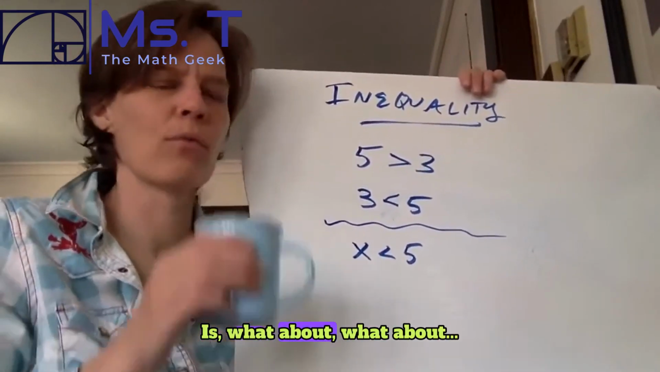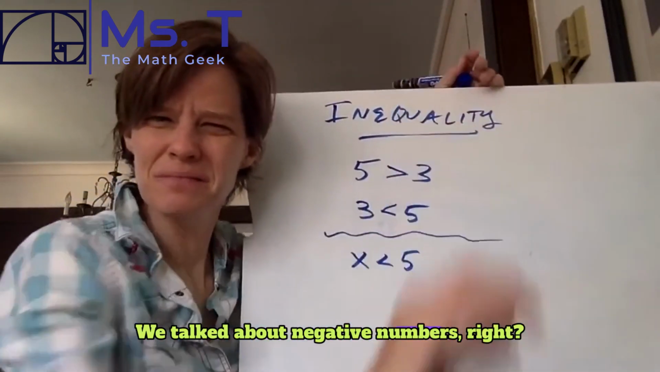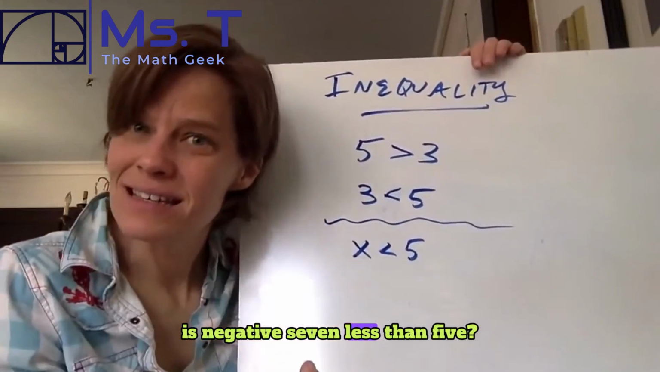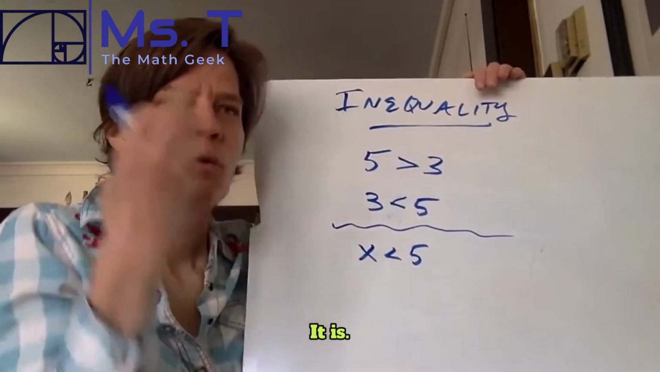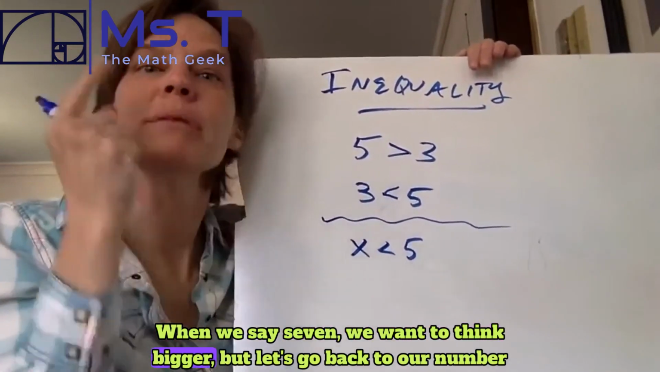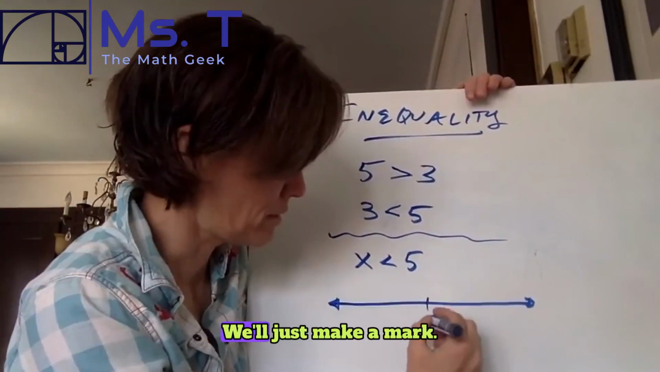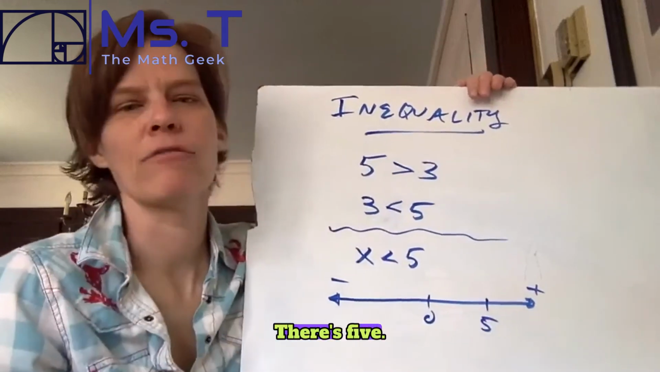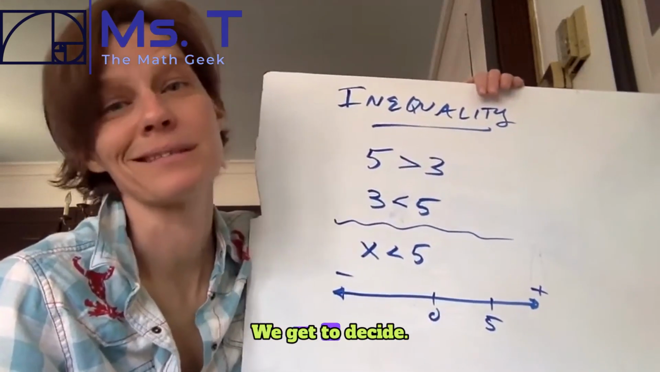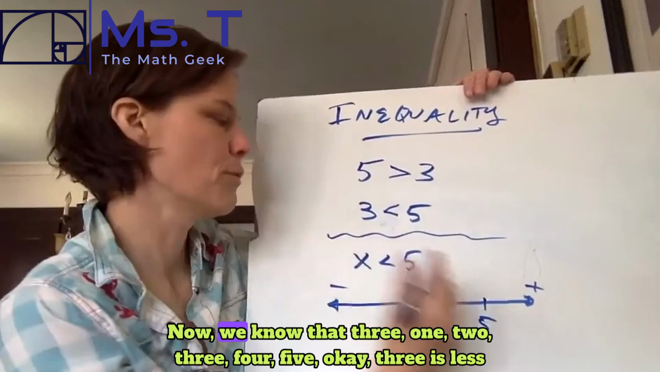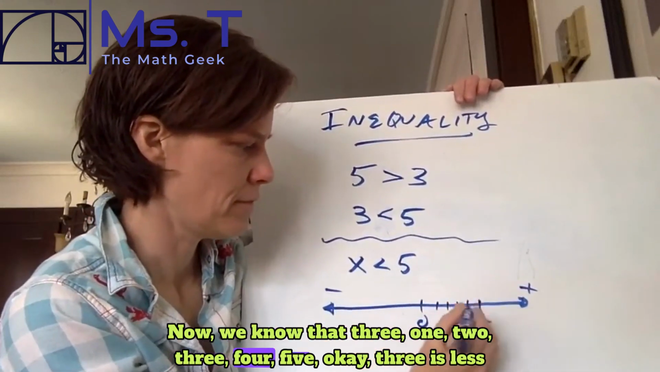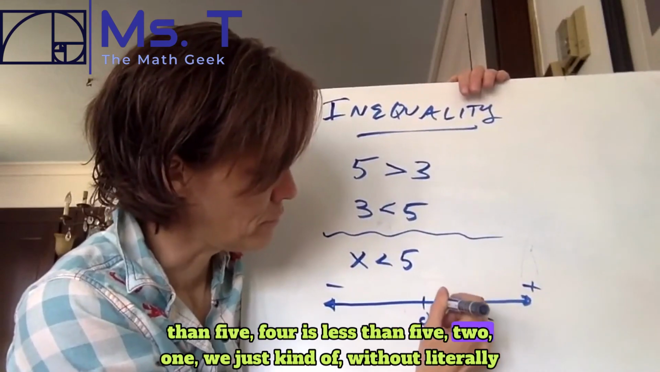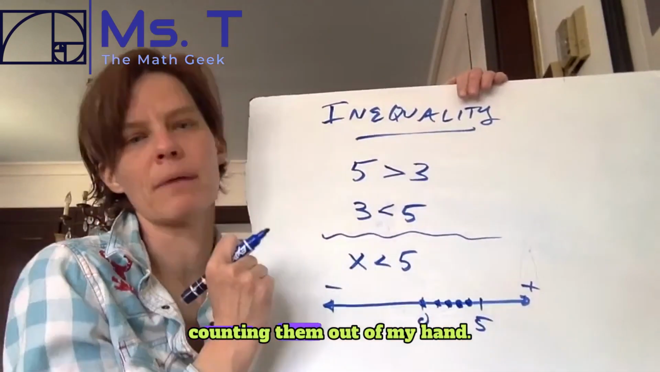2.5 is. What about, we talked about negative numbers, right? Is negative 7 less than 5? It is. When we say 7, we want to think bigger, but let's go back to our number line, right? Always 0, plus, minus, right? We'll just make a mark. There's 5. We've established it. That's 5. We get to decide. Now, we know that 1, 2, 3, 4, 5. Okay, 3 is less than 5. 4 is less than 5. 2, 1. We just counted those out, literally counted them out on my hand.